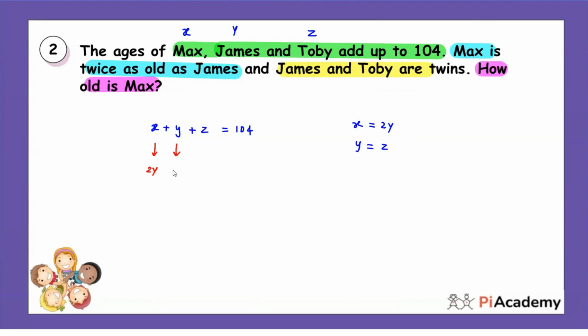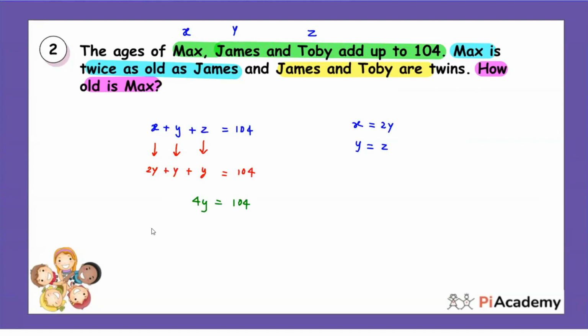Instead of Y, here you can keep Y, okay? Because I am converting all the variables into Y. Instead of Z, I am putting Y because I know Y and Z are equal, and this equals 104. So now it's so easy. You just have to add: 2Y plus Y plus Y makes 4Y. So 4Y equals 104.